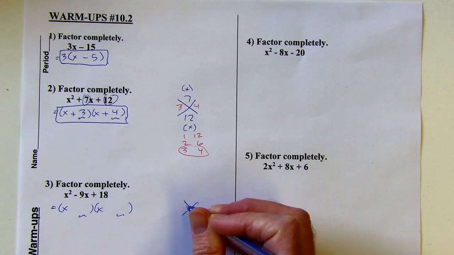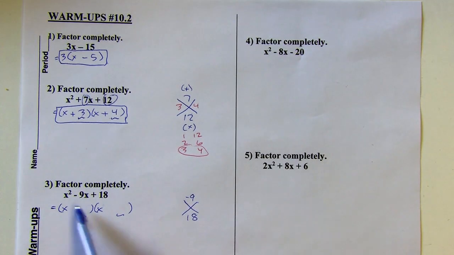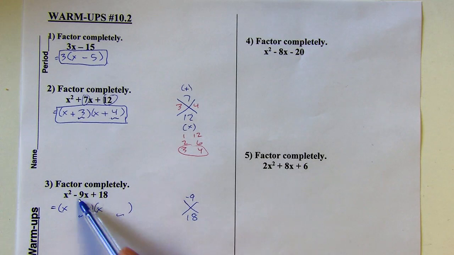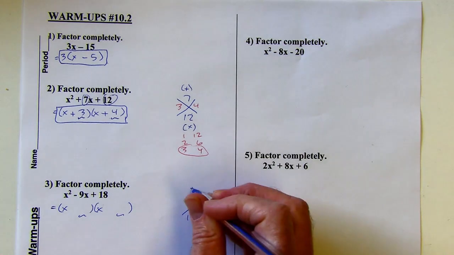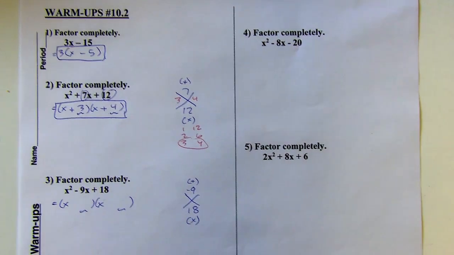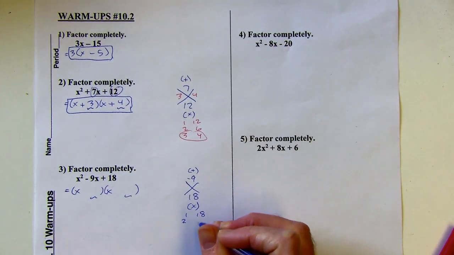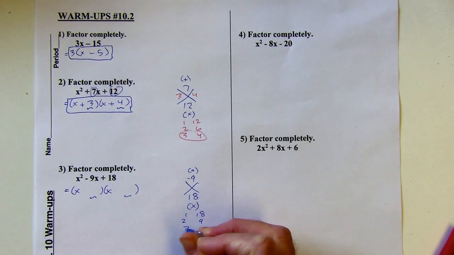Many different ways to do this. I use the diamond problem, but if you got a different method that works, great. All right, so the thing to watch out for with this diamond problem is the negative needs to come with the 9. Okay, so now thinking how to multiply to get 18, I've got 1 and 18, or 2 and 9, or 3 and 6.